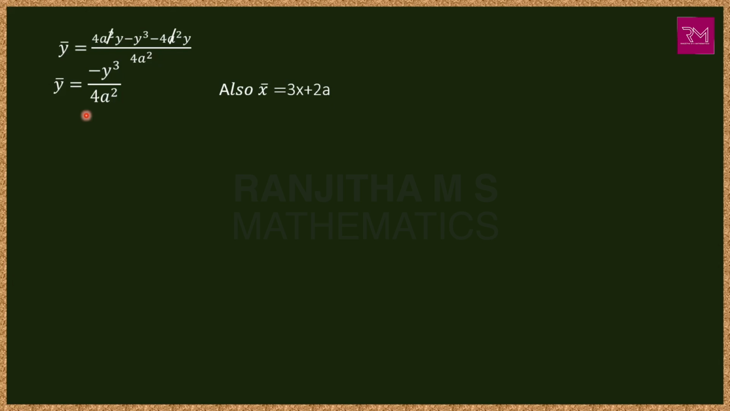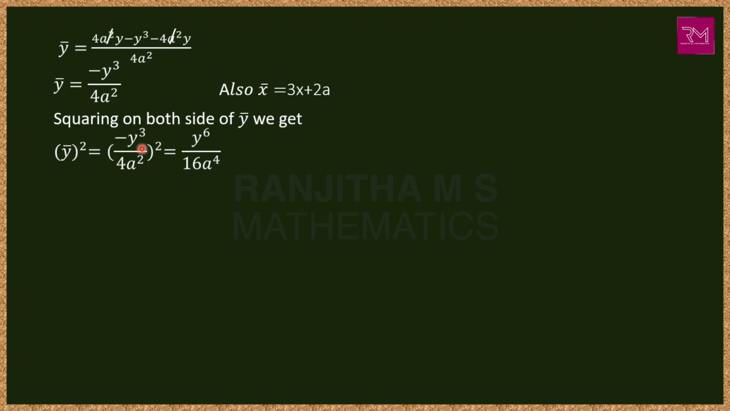Hence we get the locus of the coordinates of center of curvature, that is x bar comma y bar, is our evolutes. To obtain the evolutes of a curve, squaring on both sides of y bar, we get y bar square, which is equal to minus y cube by 4a square whole square. Here minus square is nothing but positive, y cube whole square is y power 6, divided by 4a square whole square is 16a power 4.